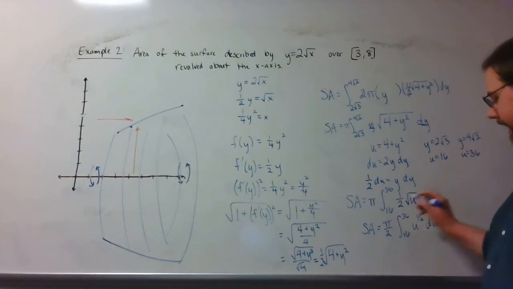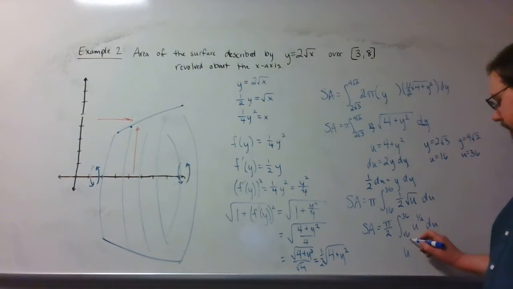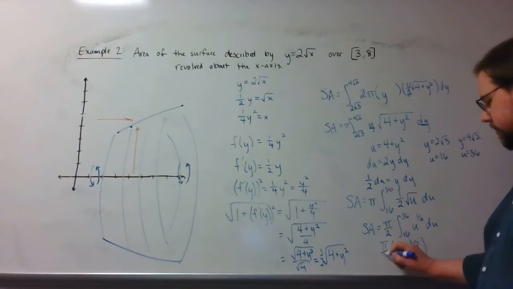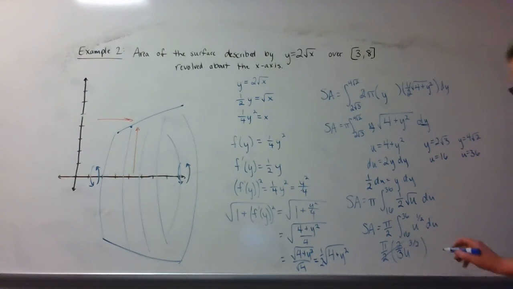Then I'm going to go ahead and integrate that. I'm going to get u to the 3/2, so I'm going to end up multiplying by 2/3. Don't forget my pi over 2, which in this case, the 2's are going to cancel, make my life simple. So I'm going to have pi over 3. And I need to integrate from 16 to 36. So I'm going to have 36 to the 3/2 minus 16 to the 3/2.